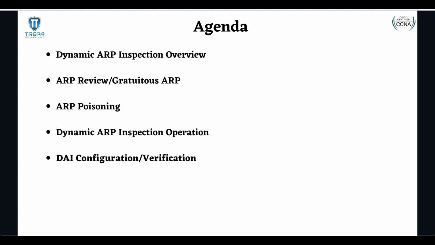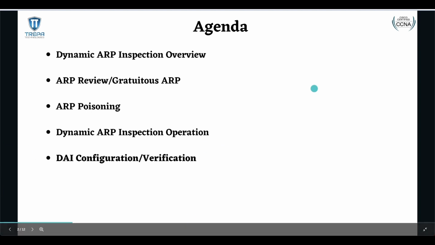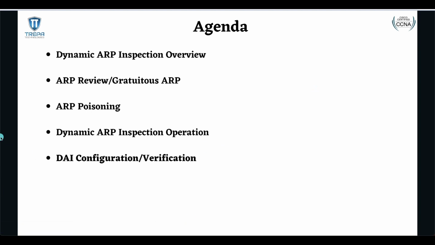Then we're going to go over the kind of attacks we're protecting against. So we're going to go over what is an ARP poisoning attack. So why do we need dynamic ARP inspection? Because of an attack called ARP poisoning.